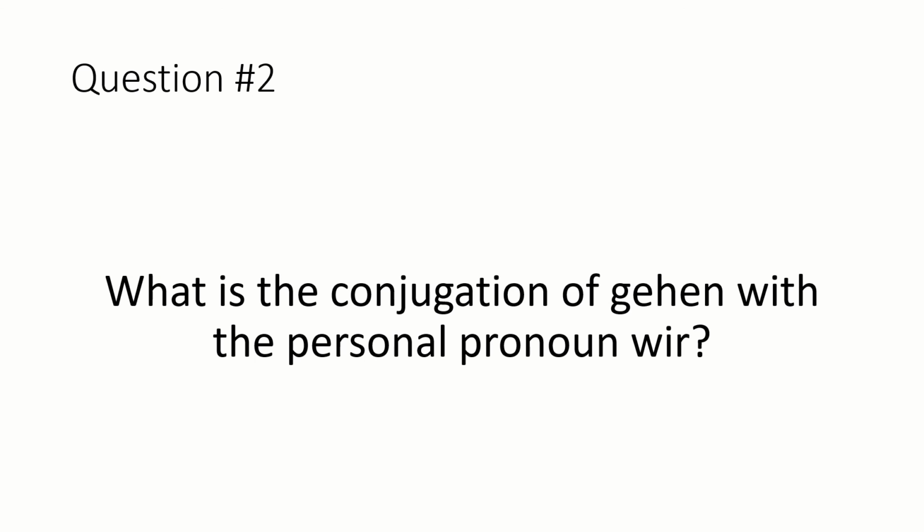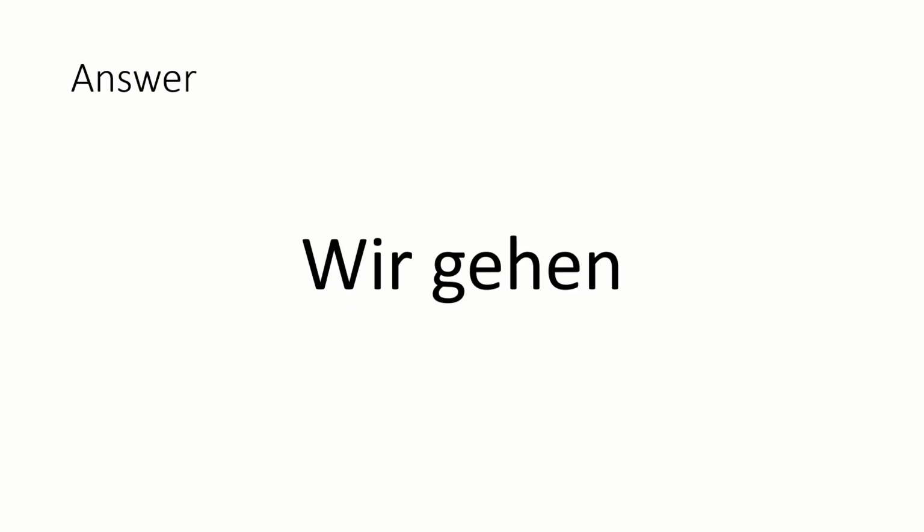All right, question 2. What is the conjugation of gehen with the personal pronoun wir? Make sure you pause the video if you need to. All right, the answer is wir gehen. So I took the stem of gehen, which is geh, and I added the proper ending, which is en for wir. So you have wir gehen.